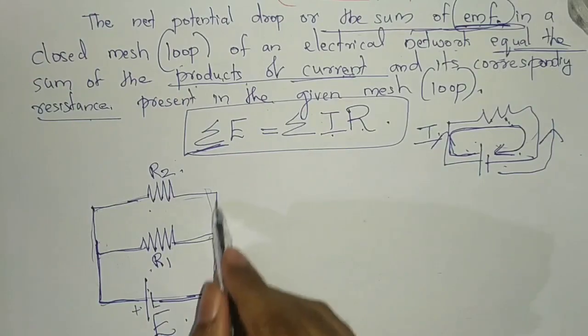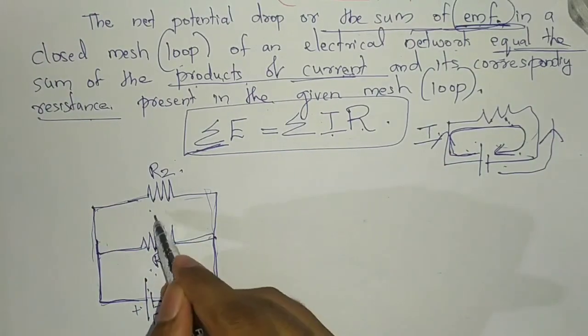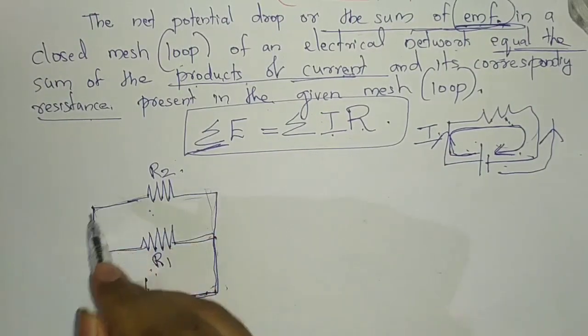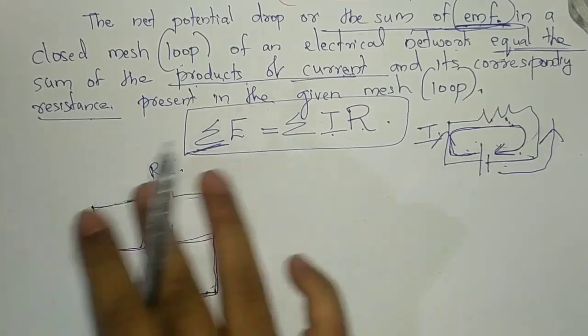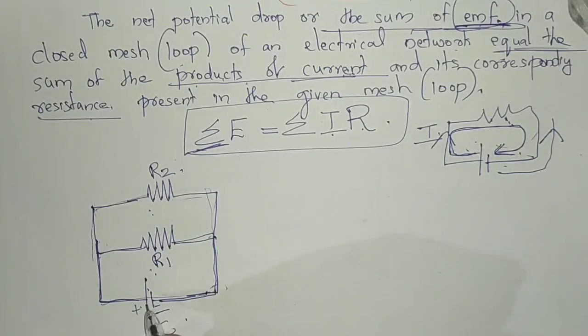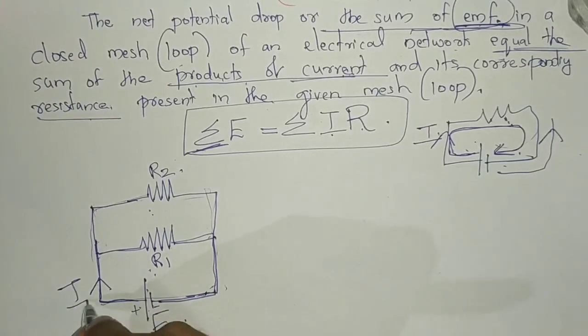This bigger loop is the third one. So 1, 2, and this bigger loop. So totally 3 closed loops are available in this network itself. So from this electrode, from this cell, current I is going.